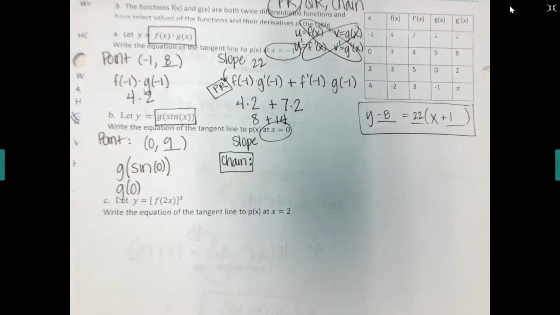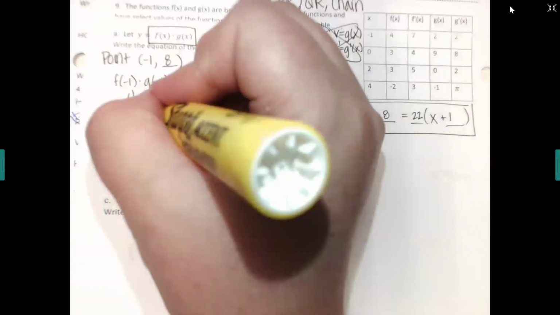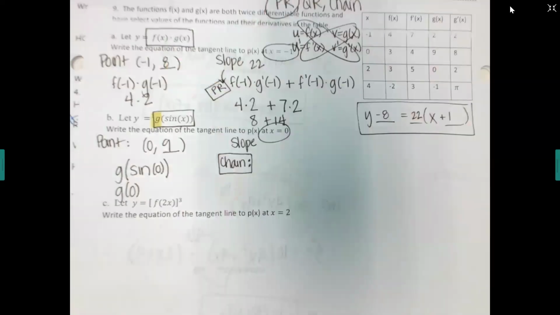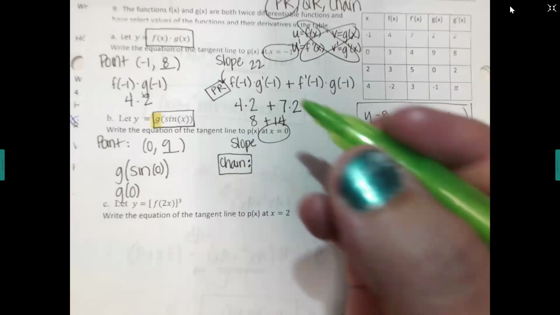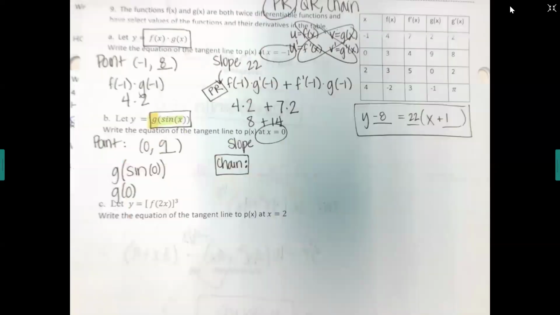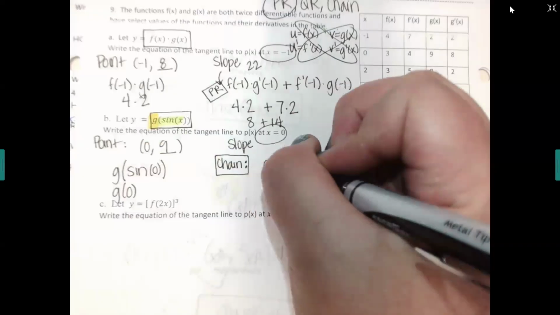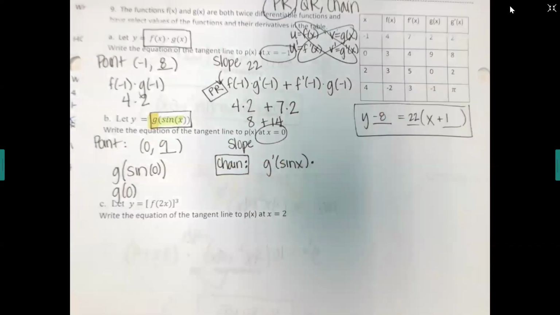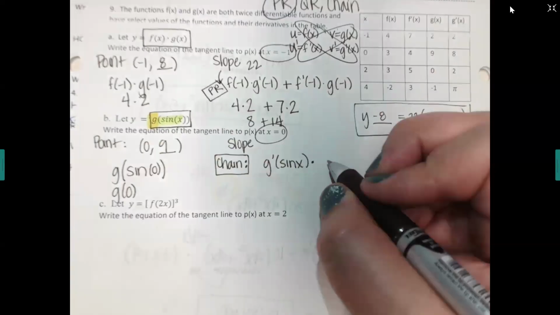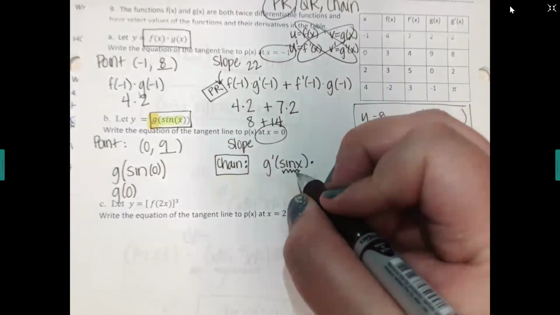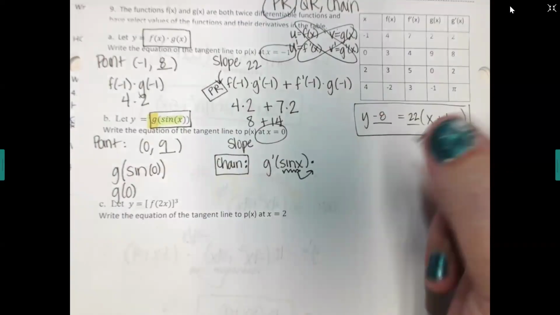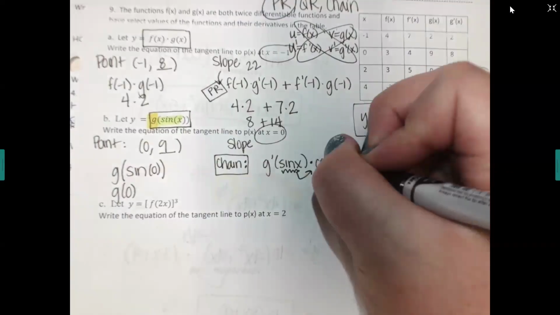G. Okay, good, g. And then what's my next layer inside that? Sine. And then my middle layer is just an x, yeah? Yeah. So what's the derivative of yellow first? We're doing g. G goes to g prime. G prime sine x stays the same. But then I have to multiply by the derivative of sine x, which is what? What's the derivative of sine x? Regular cosine x.